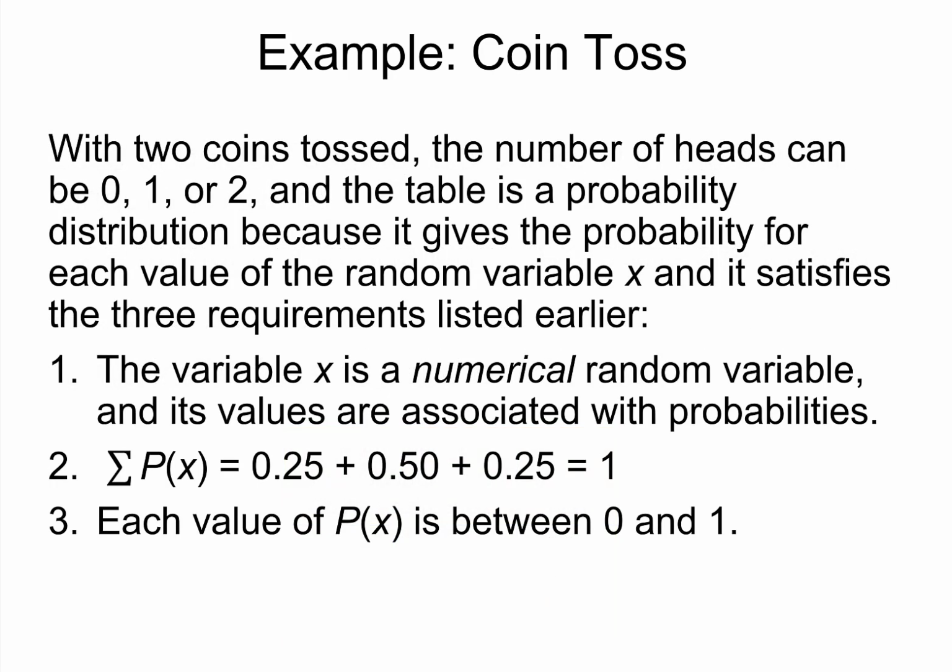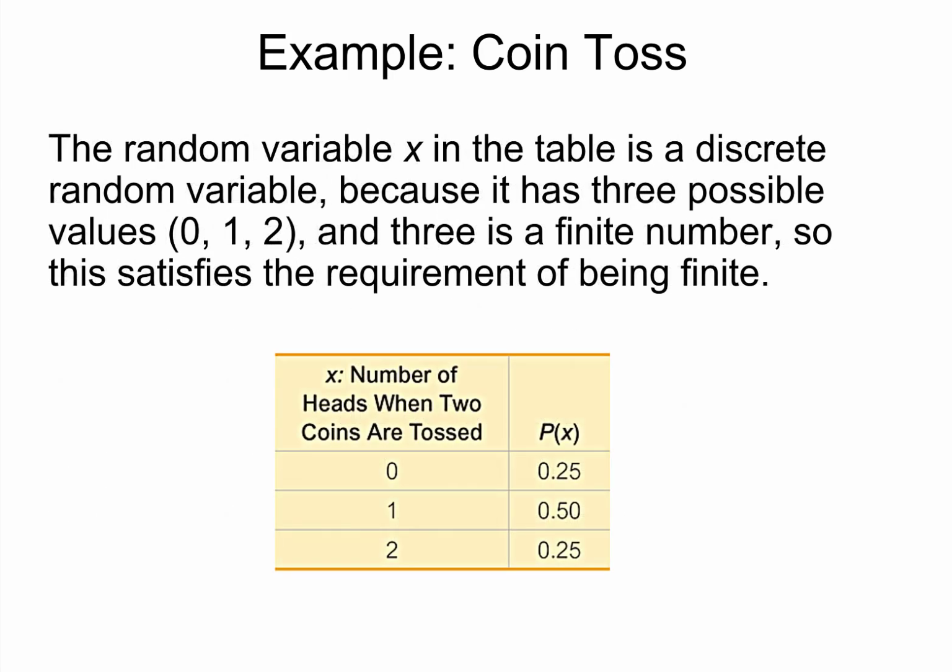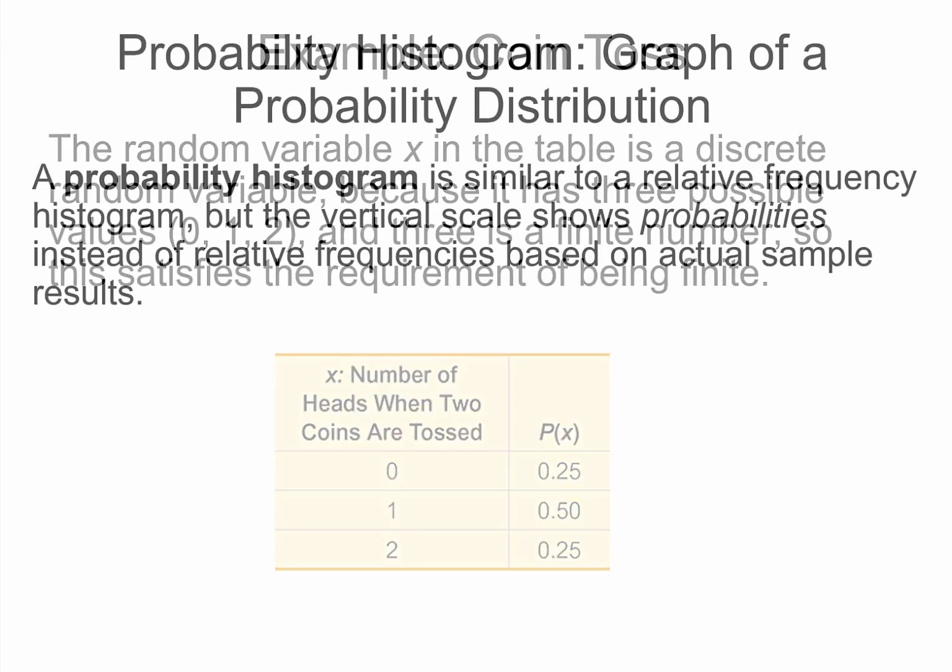Let's go over the requirements. The random variable x is a numerical random variable, and its values are associated with probabilities. The values of that random variable were 0, 1, and 2. The sum of all the probabilities is 0.25 plus 0.5 plus 0.25 equals 1, and each of the probabilities is between 0 and 1. And so here's the table. Here are three outcomes, 0, 1, and 2. 3 is a finite number, so it satisfies the requirement of being finite. It's a discrete random variable.